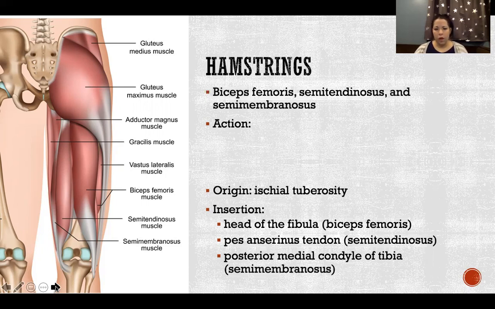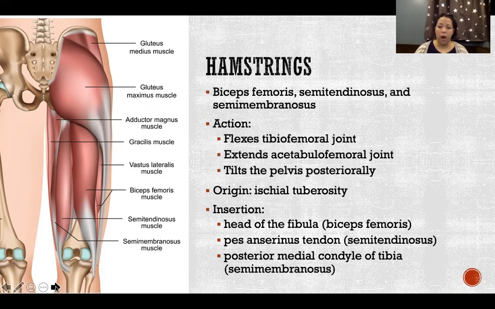Okay, so all 3 of our hamstring muscles all cross the acetabulo-femoral joint. So they all act on both the hip and the knee. So all 3 cross the hip and the knee, so they have action there. So they flex the knee, they flex the tibiofemoral joint. They extend the acetabulo-femoral joint because they're on the posterior side, and they tilt the pelvis posteriorly.